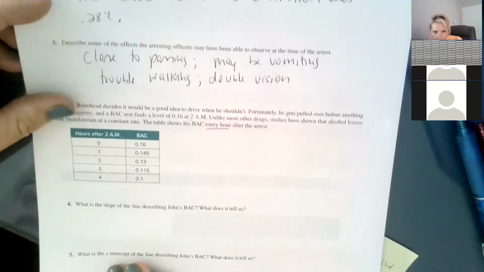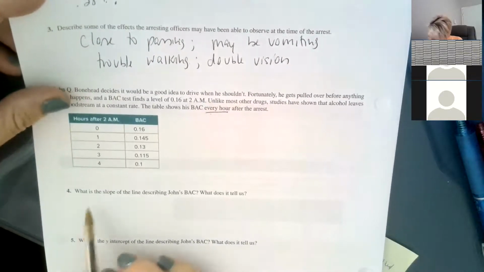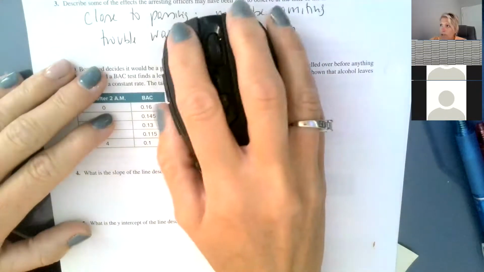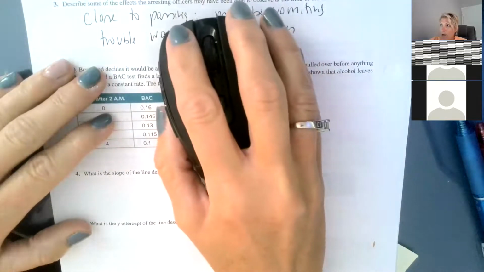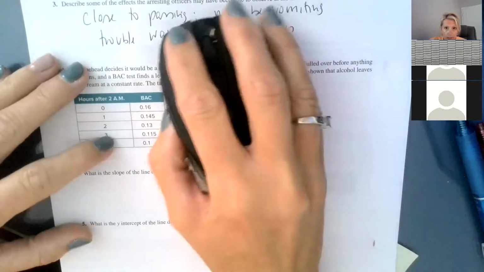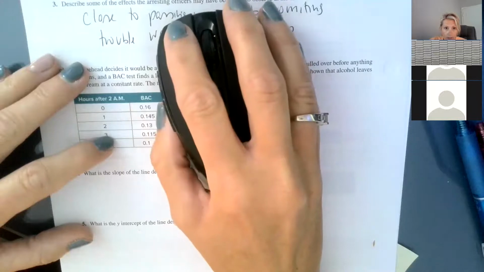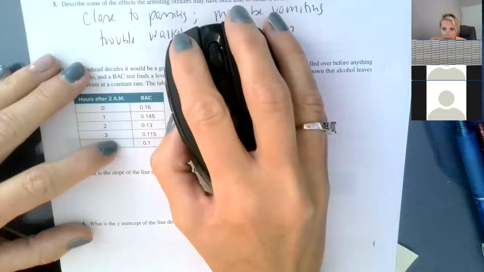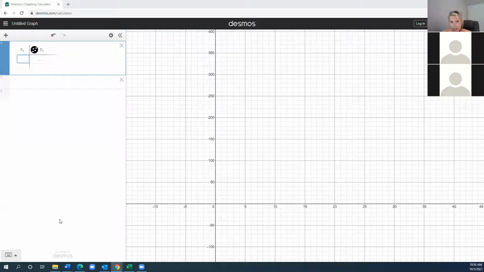So we can put this data into Desmos, and it's asking what is the slope, what does it tell us, and what is the Y-intercept? So I'm no longer expecting you to do anything by hand. I'm suggesting highly that we go to Desmos, create a table, and we put this data in. So we're going to at least get this in for the day before we leave, and then we can work on answering some of these questions here.